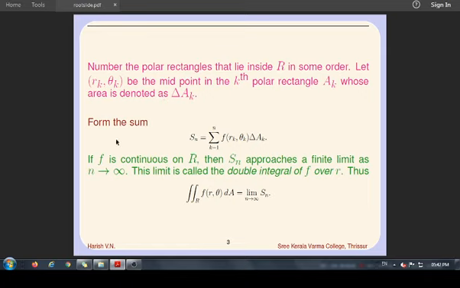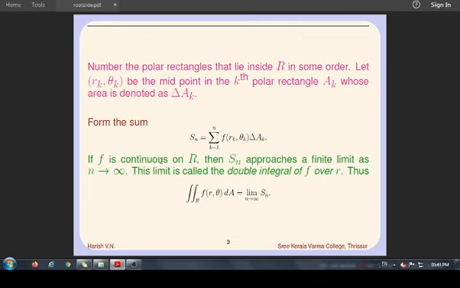Okay. Now we form the sum as in the rectangular case. Here in the polar case also we consider the Riemann sum denoted by Sn. So Sn equals sigma k equals 1 to n f of Rk, theta k delta AK: the value of f evaluated at the point Rk, theta k multiplied by the area of the kth rectangle.